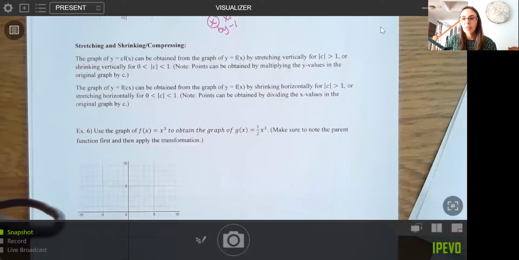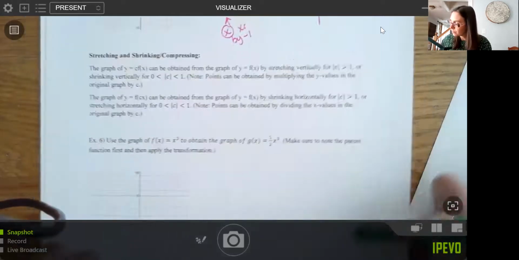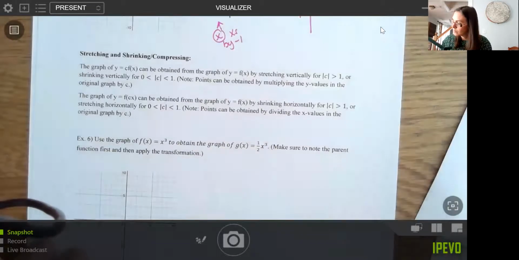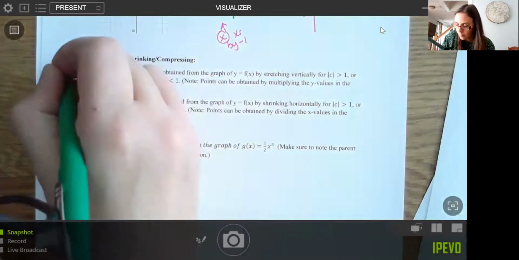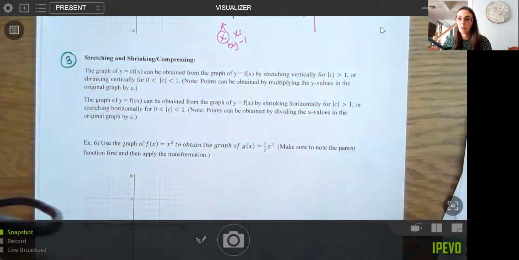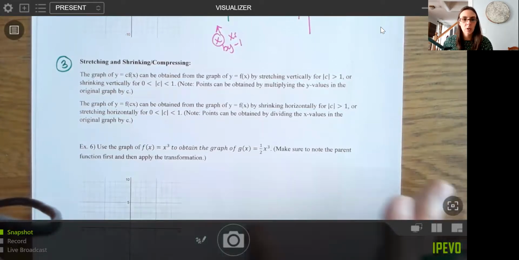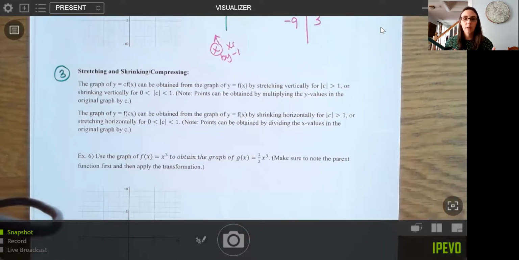Next, I want to look at a third kind of transformation, and this is when we have stretching and shrinking, or you can also call it shrinking and compressing. So this is your third one. And again, these are the three that we're focusing on. There are other kinds of transformations too, but we're going to focus on these three main ones.